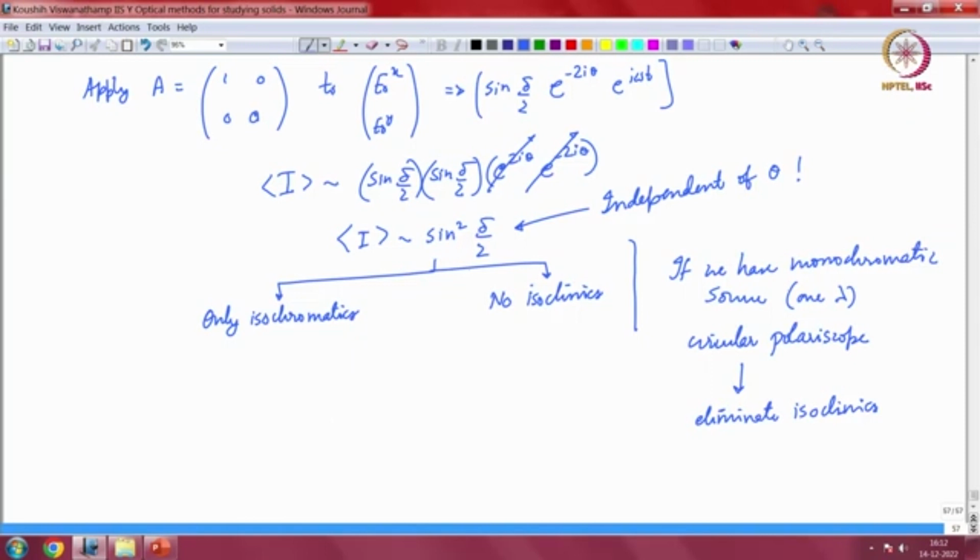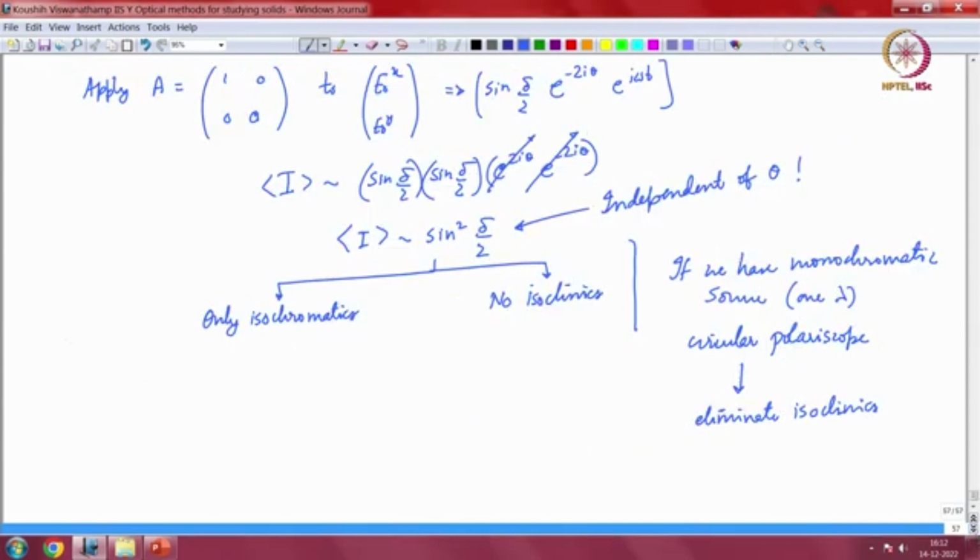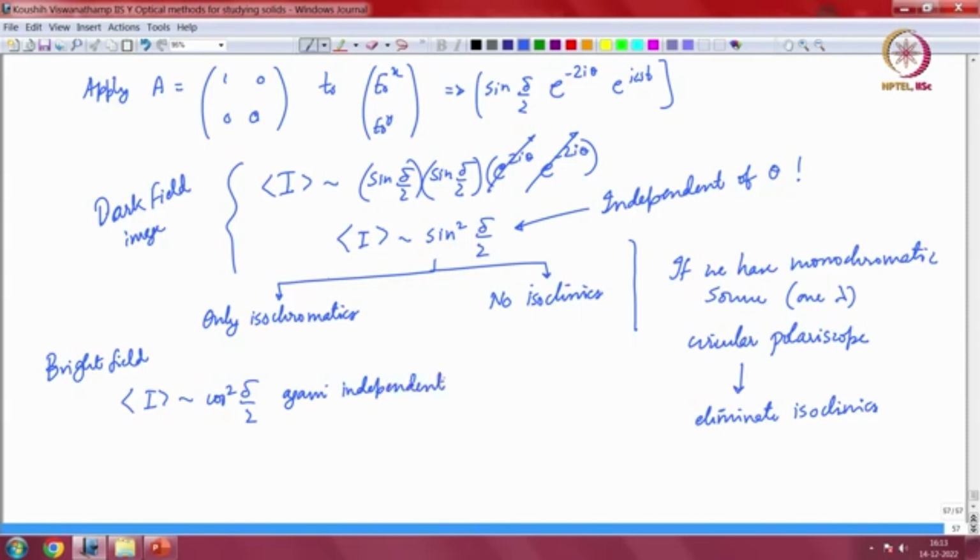So this comes in very handy when you want to analyze the image that you get in a dark field or in a bright field and use that for obtaining the stress values. Now notice one more comment: this is all for a dark field image. For the bright field, you have the intensity going as cos squared delta by 2, by the same logic, and so this is again independent of theta. So it does not matter whether you use a bright field image or a dark field image for a circular polariscope, you will never get isoclinics.